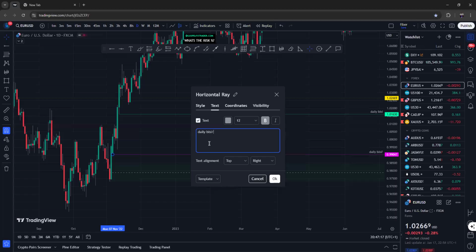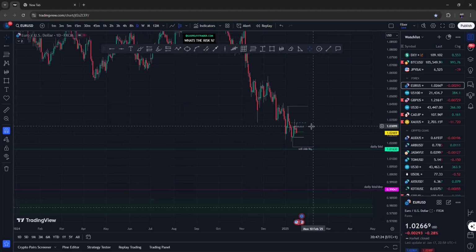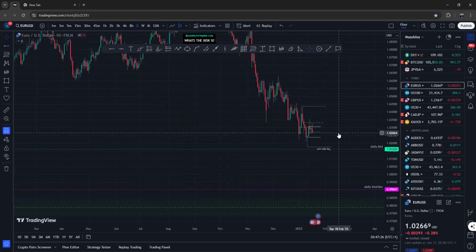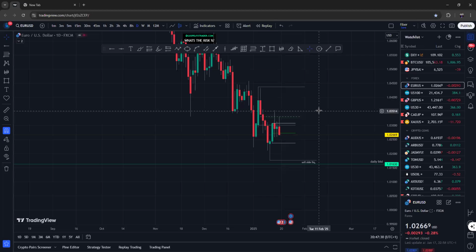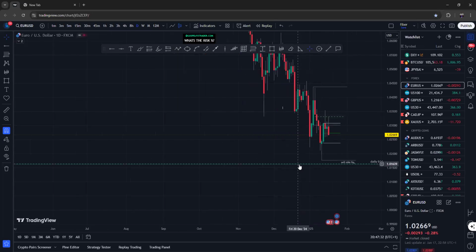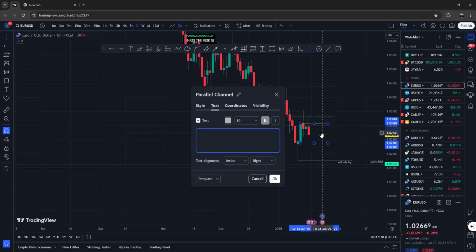This one aligns with DXY. So let me just put it like this. That's why I started by saying that we have a lot of SMT divergence here. You can see that Euro USD is really forcing its way down. It's not moving. So first, we have the daily fair value gap, which is this one. Price has not filled it yet. So we still have potential for price to continue lower.